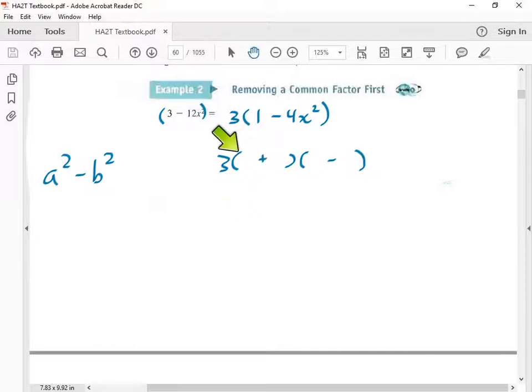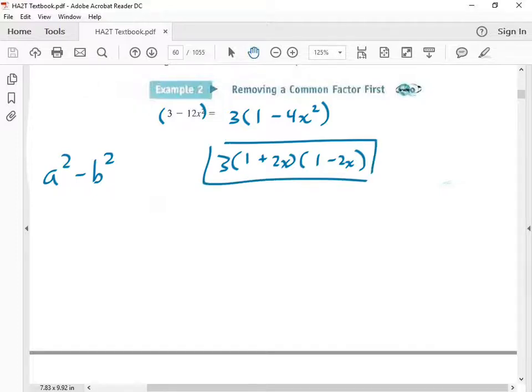And then I'm going to go, what is the square root of 1? Uno. And what is the square root of, ignore the negative, 4x squared? Just 2x. Now, if you were to multiply this all out, you'll end up with what you started with. That's how you know you're correct.